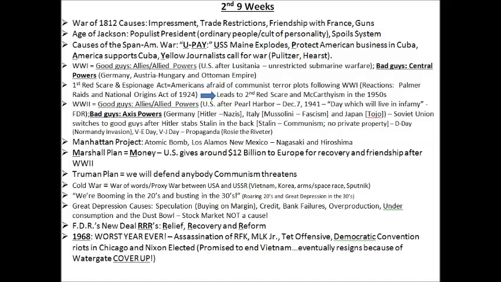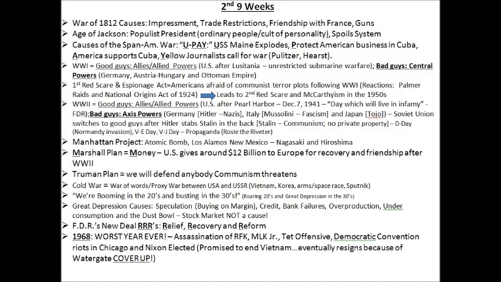Okay? All right, so after the war, we have the Marshall Plan. Marshall starts with an M, and money starts with an M, and that's how you need to remember this, because it was all about money. The United States gives around $12 billion to European nations for their recovery, and basically to buy their friendship after World War II and pay them to not become communist.